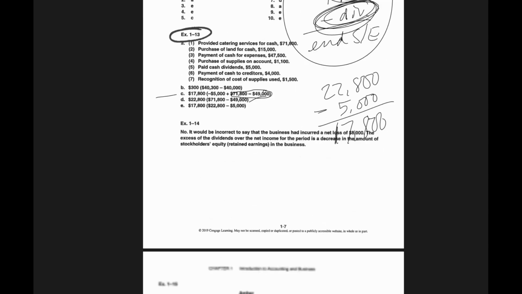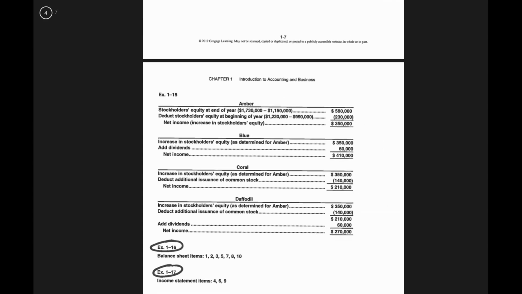Let's move to number 16. And 16 and 17 kind of go together. From the following list of selected items taken from the records of Bobcat Appliance Service as of a specific date, identify those that would appear on the balance sheet, and number 17, on the income statement. So number 1, accounts payable, that's a liability, so that goes on the balance sheet. So what's on the balance sheet? Assets, liabilities, and the stockholders' equity. What's on the income statement? Revenues and expenses. All right, cash, it's an asset, balance sheet.